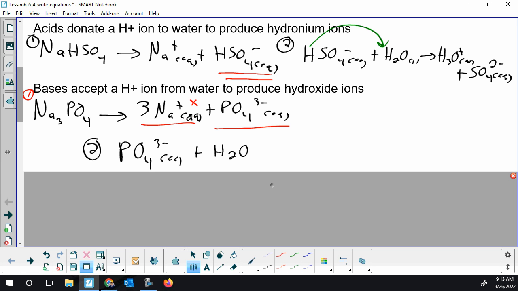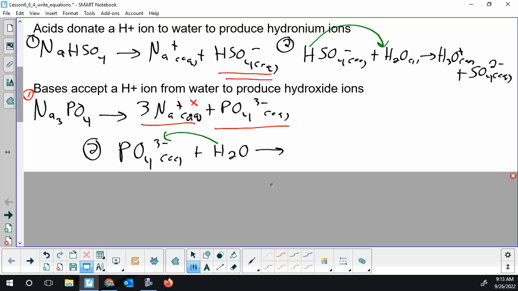Modified Arrhenius equations are with water. Now the hydroxide in modified Arrhenius comes from the water. The water is going to get ripped apart. Bases are going to take in an H. And when you remove an H+ from water, you get hydroxide.